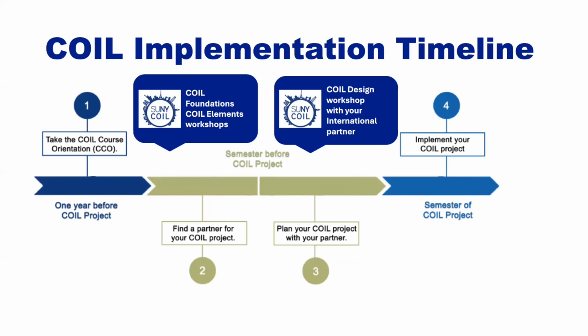So this timeline lets you think about that whole scope of planning your COIL project, right? It starts a year before you actually want to do that in your class. Now, this is not a hard and fast rule, right? I have definitely seen people say one semester, I'm going to do this in the spring, it's now the fall, and that can happen.